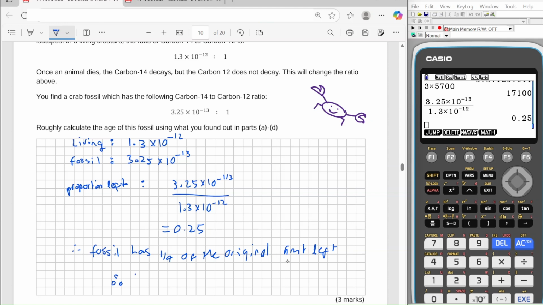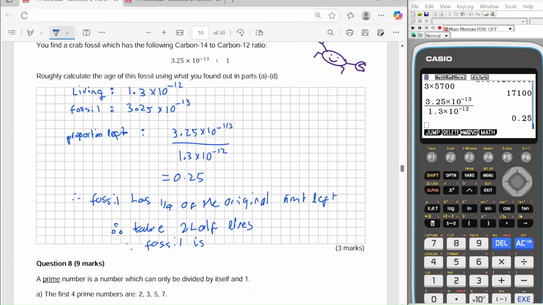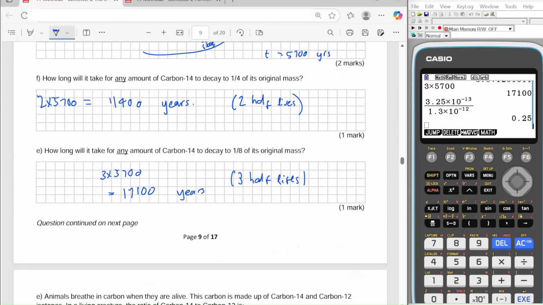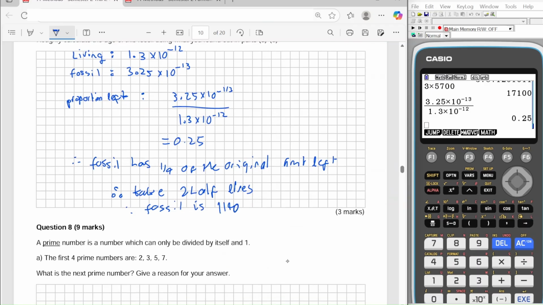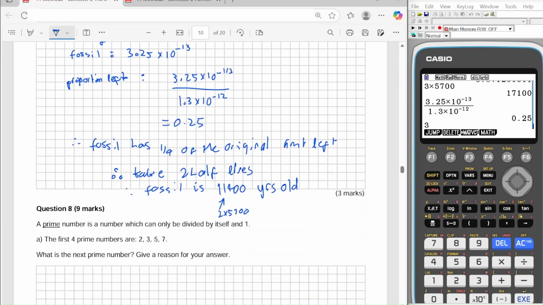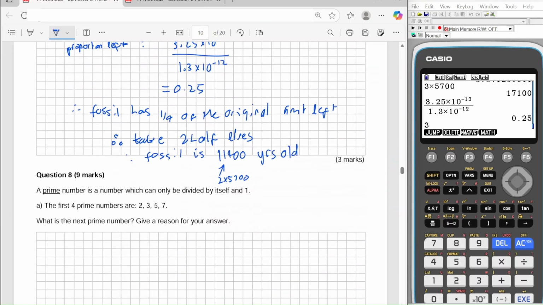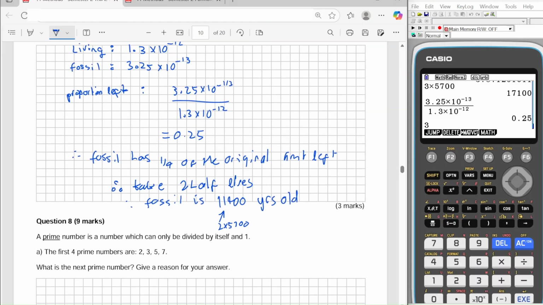Therefore, it would take 2 half-lives. Therefore, the fossil is a half times a half is a quarter. The fossil is, we worked it out back here, 11,400 years old. See, this is 2 times 5,700. Beautiful. Okay, so if you ever wondered why we care about exponentials, well, now we know how old that crab was. Very good. Okay, prime numbers.